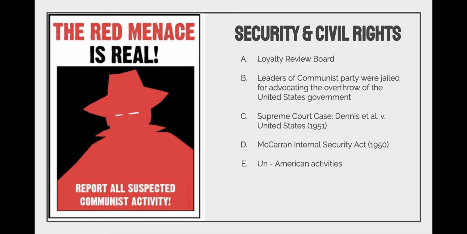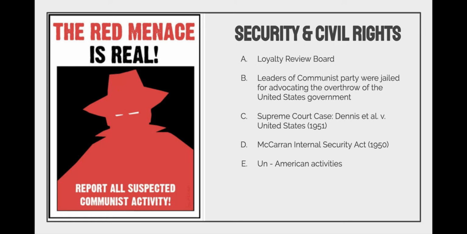We had the McCarran Internal Security Act, and again, this is just another law that made it illegal to support a totalitarian government, to not join communist organizations, and authorized that if you were caught doing any of these kinds of things, they could set up a detention camp for you to go to. So this really doesn't sound like the United States, but it really did happen in the United States.